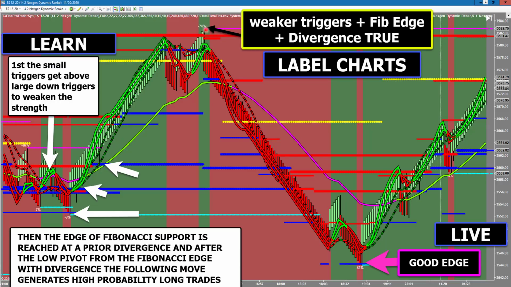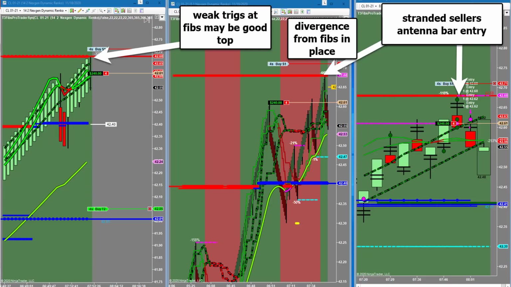And you'll start to really focus in on some of these very edge spots with weak triggers and divergence potential as very, very good market flow spots. If you get a signal going the other way, you're really able to take advantage of knowing where that top or bottom ought to be.